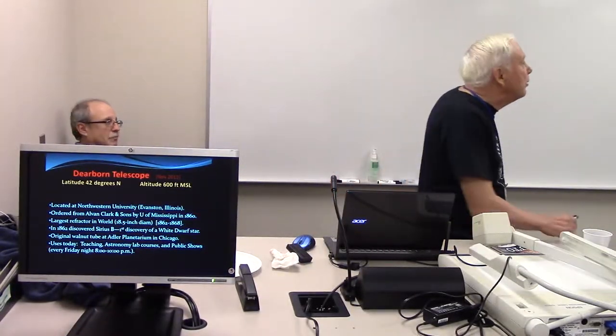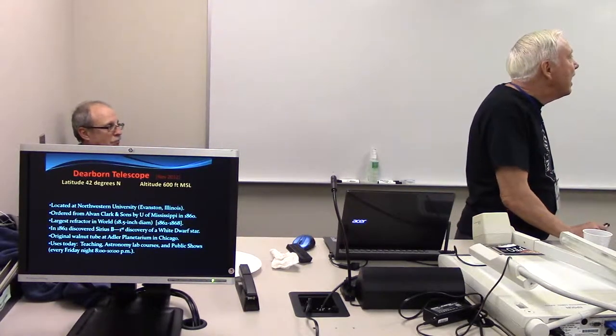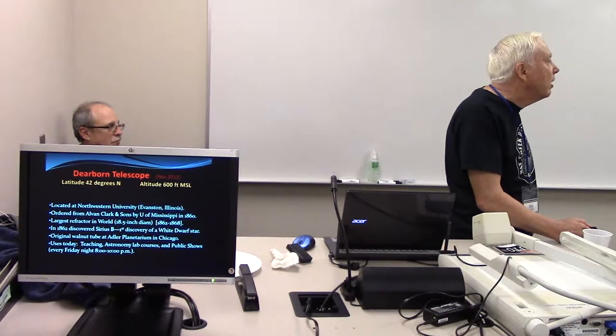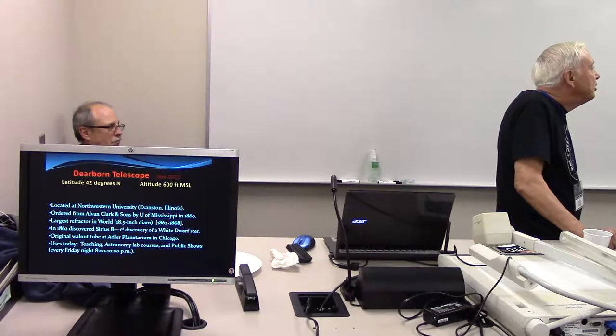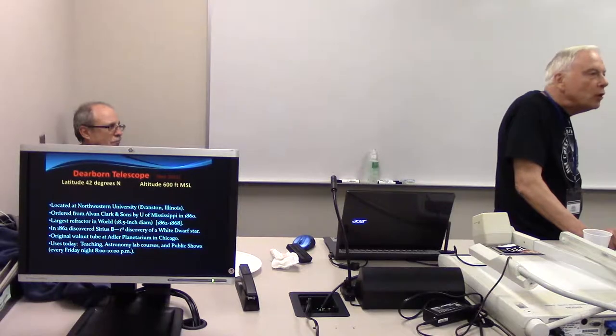So let me start with the Dearborn Telescope. This is actually located at Northwestern University in Evanston, Illinois, just north of Chicago. The telescope was originally ordered by the president of the University of Mississippi back in 1860. It was ordered from Alvin Clark and Sons, who were quite famous opticians and made excellent telescope lenses.